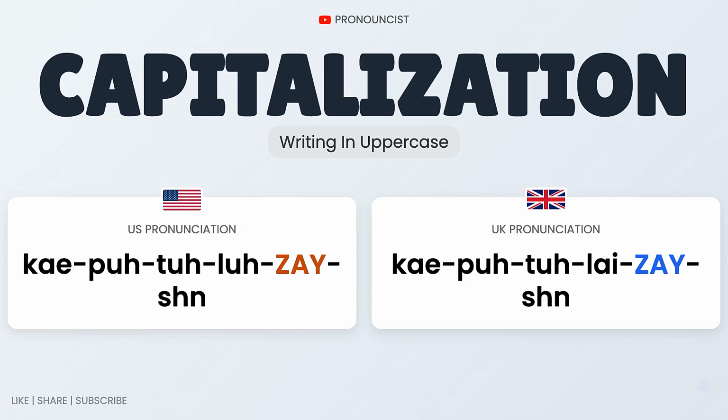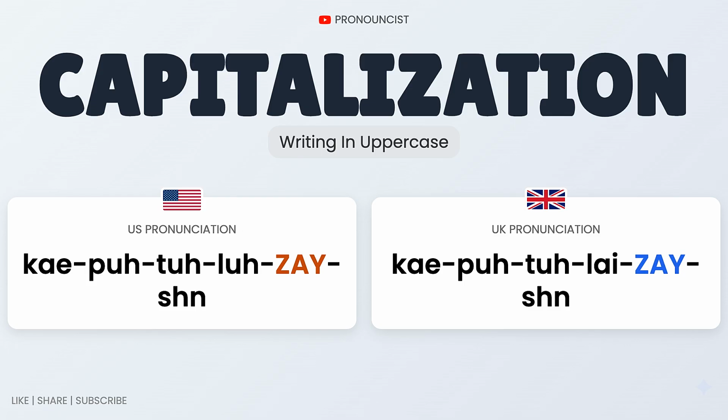Capitalization. Now, read the syllables of British pronunciation shown on the screen naturally. K, P, T, Li, Z, Shn. Capitalization. K, P, T, Li, Z, Shn.